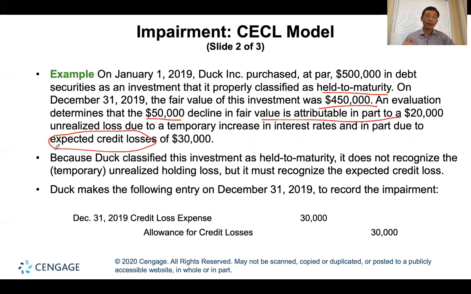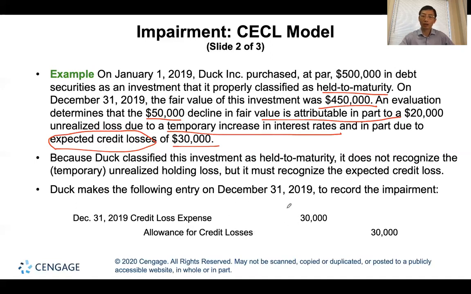Okay, so expected credit loss is different from a temporary interest rate change. The expected credit loss is about the outlook, the negative outlook of the economy. That means the future has signals that there are some risks for the economy, so the bond will decrease its fair value. So in this case, we record the impairment $3,000. Debit credit loss expense, credit allowance for credit losses.